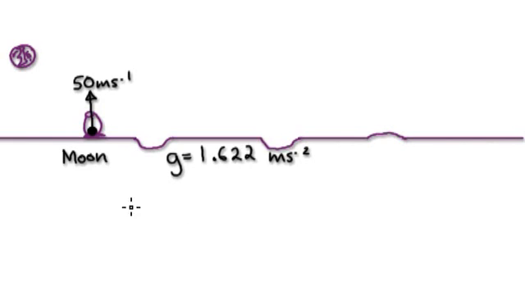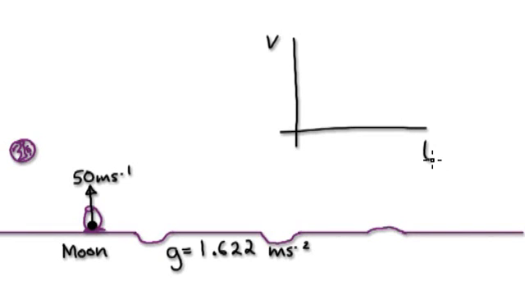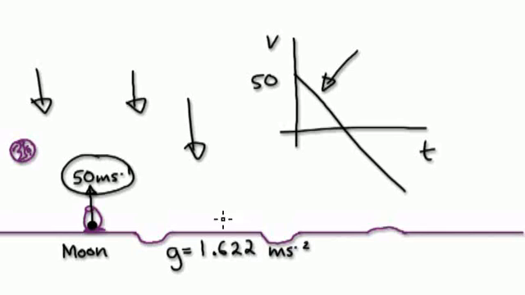Sorry. Okay, so to do this here, immediately jump to the velocity time graph. And then the velocity time graph will look like this. The initial velocity is 50. Okay, and then we'll come up with the equation for this line here. Well, every second there's a deceleration, well, an acceleration, a negative acceleration of minus 1.622.